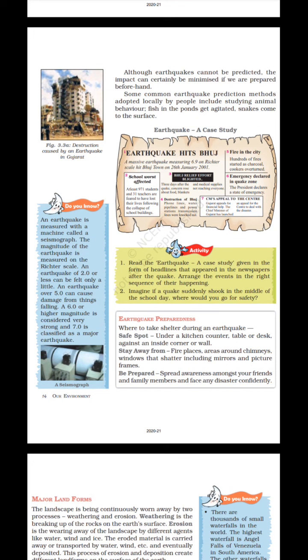Destruction of Bhuj. Phone lines, water pipelines, and power stations' transmission lines were knocked out. Fire in the city. Hundreds of fires started as charcoal cookers overturned. Emergency declared in quake zone. The President declares a state of emergency. CM appeals to the Center. Gujarat appeals for financial help.